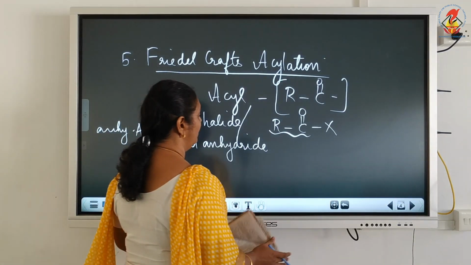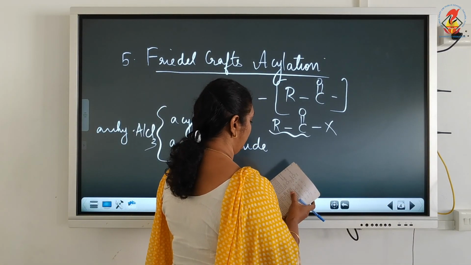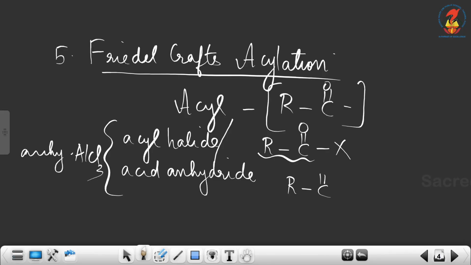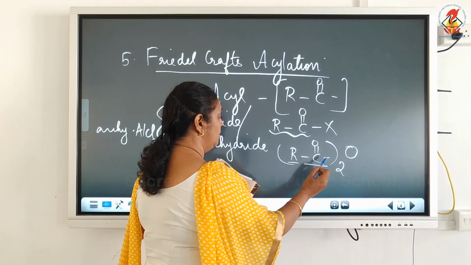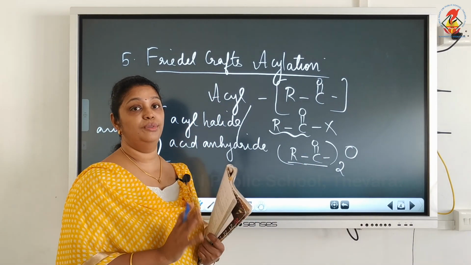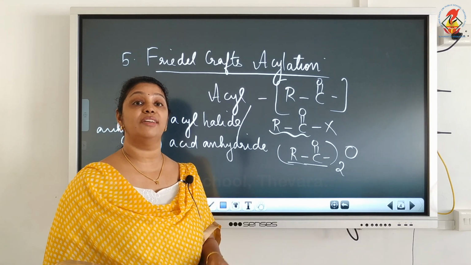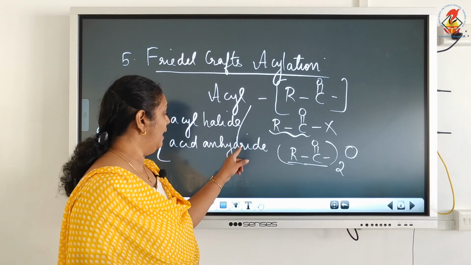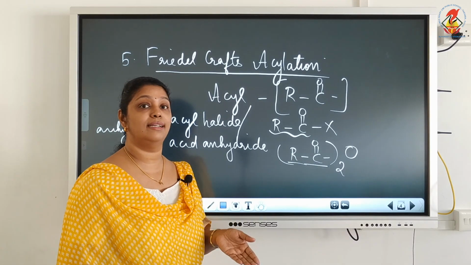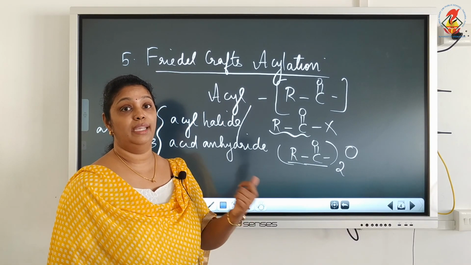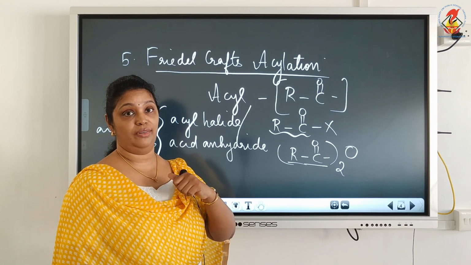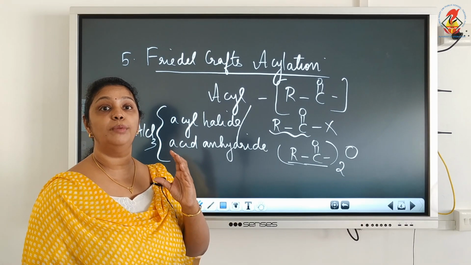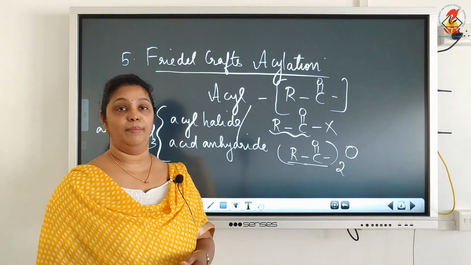Now, the general formula for acid anhydride is RCO twice O. This is acid anhydride. This also has an acyl group in it, the RCO group. So this can also be introduced into the benzene ring. So you can do this Friedel-Crafts acylation taking acyl halide or acid anhydride. In both cases, the acyl group is introduced to the benzene ring. That is, the acyl group, RCO group, will substitute a hydrogen atom in the benzene ring.